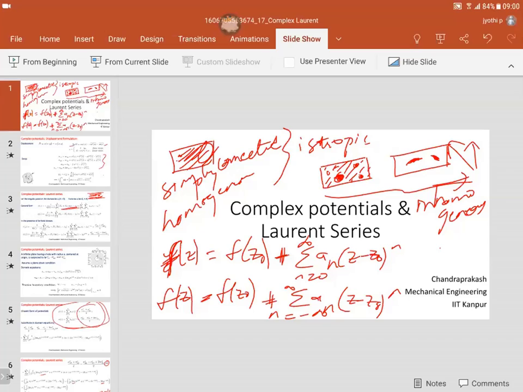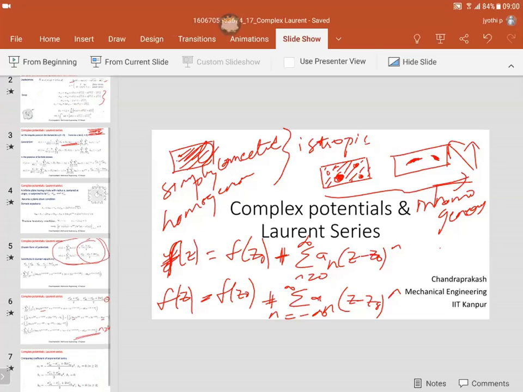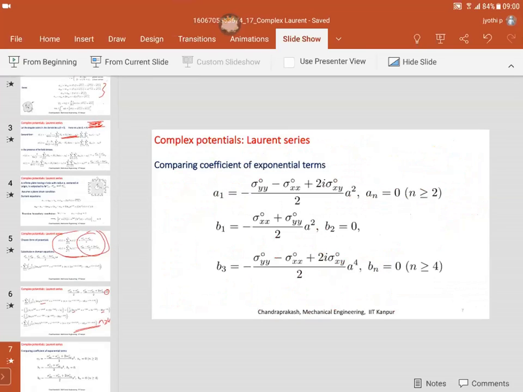I only wanted to demonstrate the concept, the concept of how we use this Laurent series. I've stopped at this point where I evaluate the displacement, where I evaluate the coefficients.